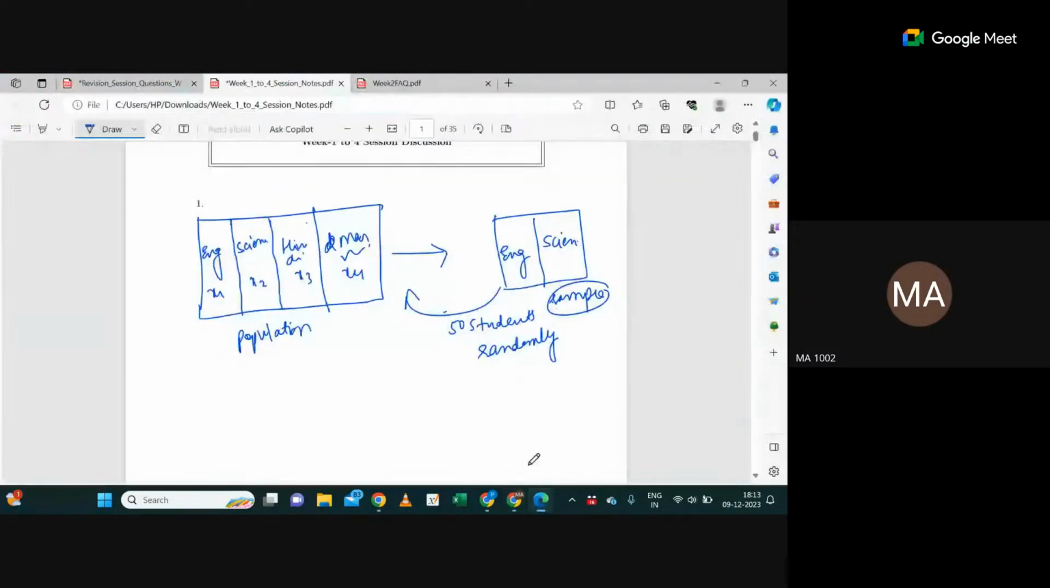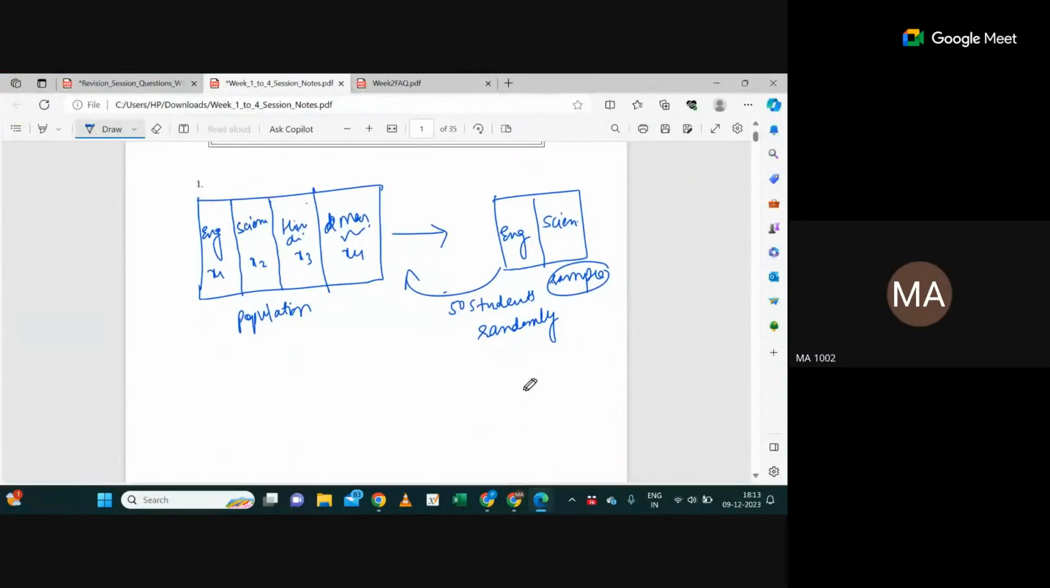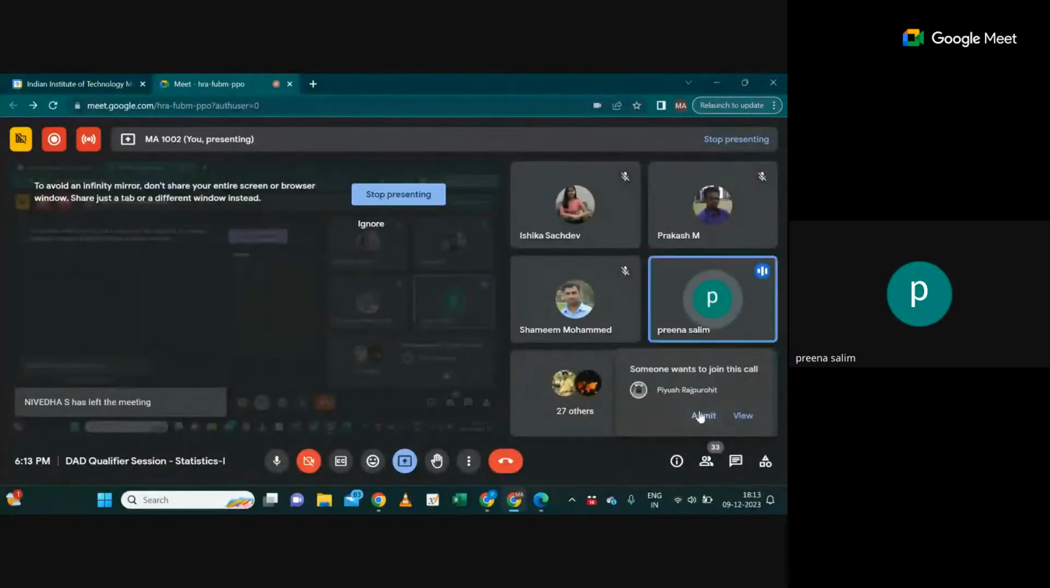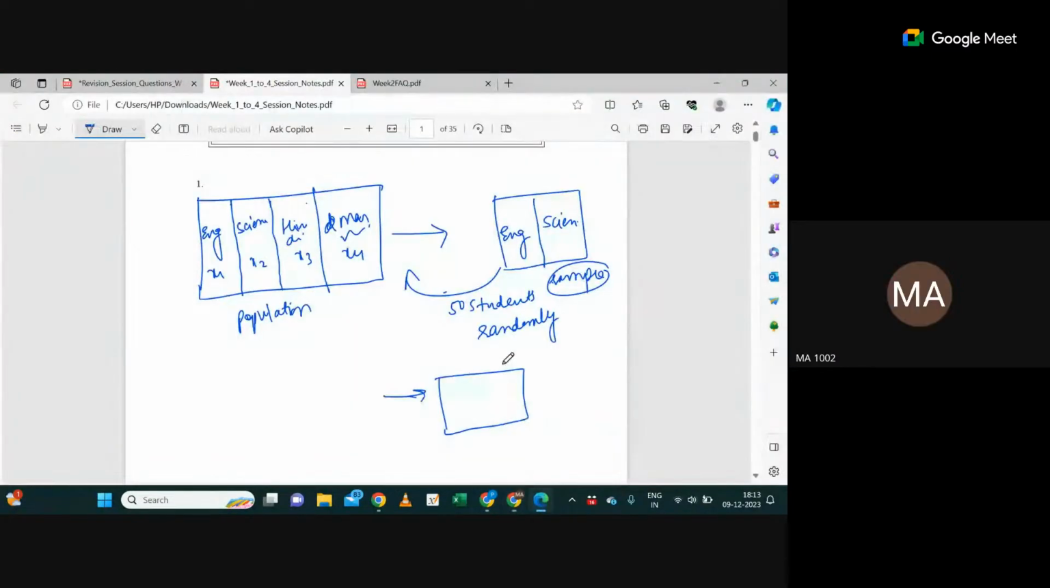Yes, no? No, right? Okay, why? The reason: we are selecting only from two groups. Yeah, correct. I have taken the sample only from two departments.